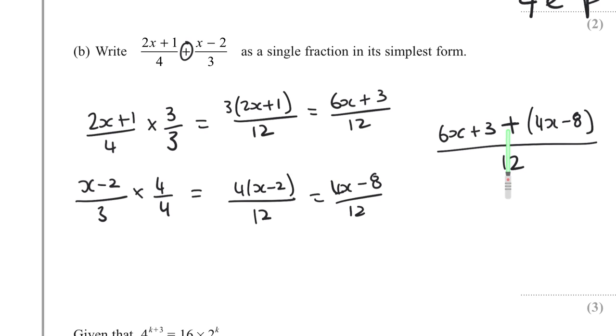But if this was a minus here, this would become minus 4x plus 8, because minus minus, right? Watch out for that. So 6x plus 4x is 10x, 3 plus minus 8 is minus 5, all divided by 12. That is the final answer. 10x minus 5 and 12 do not have a common factor, so this is in its simplest form.